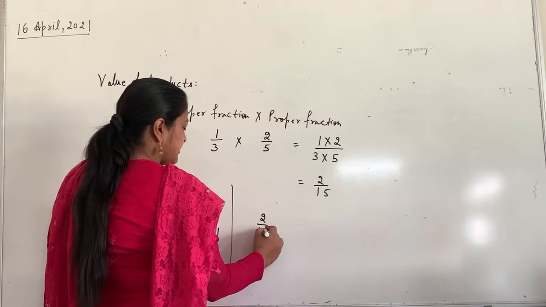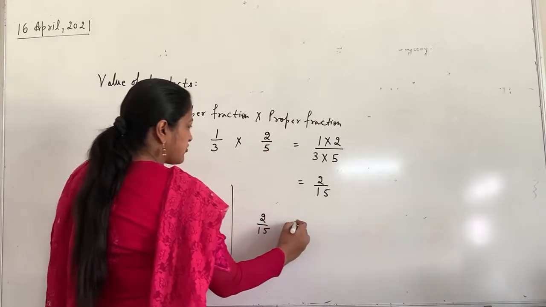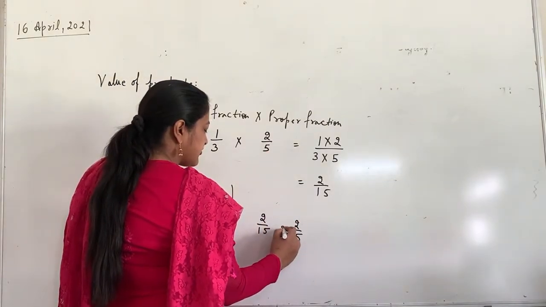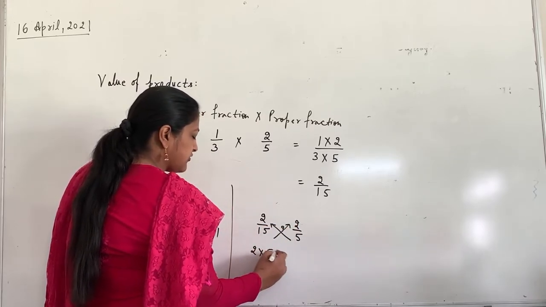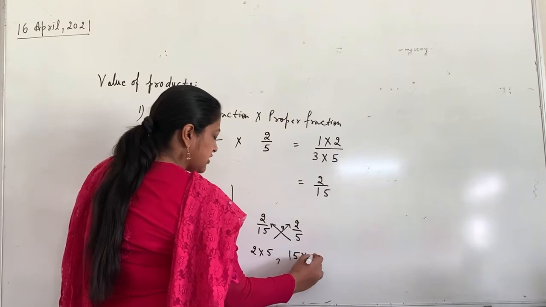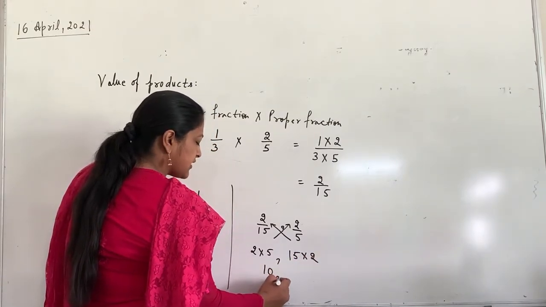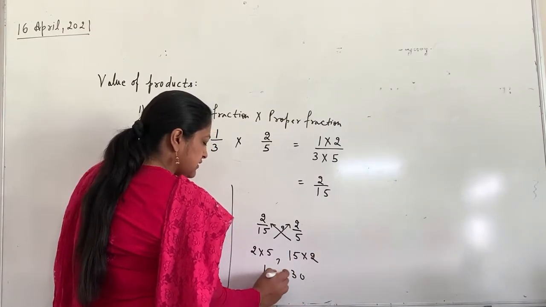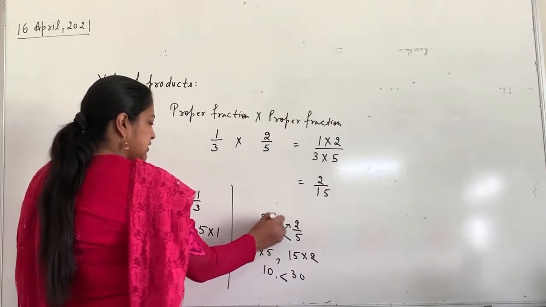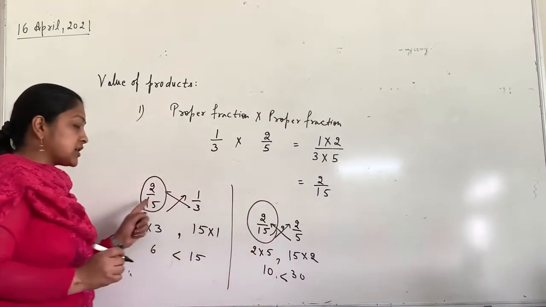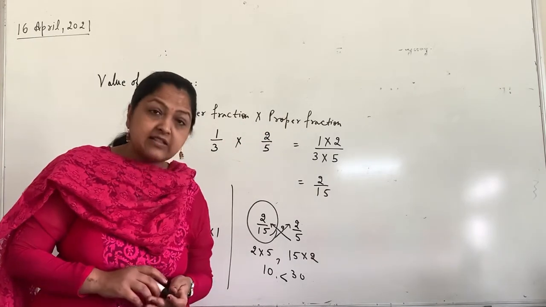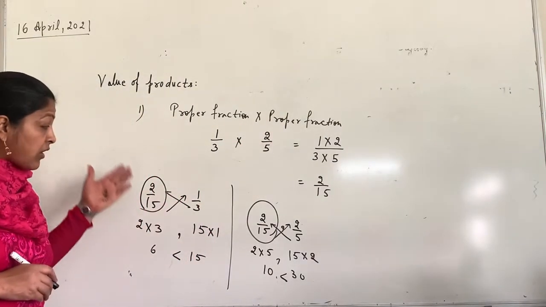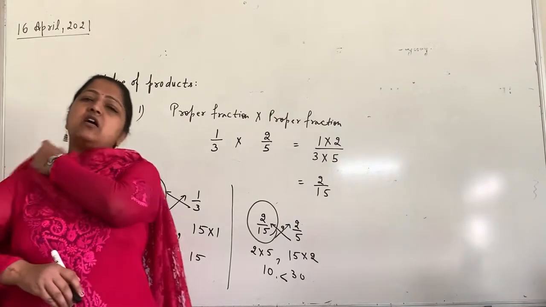2 by 15 and the second fraction, it was 2 by 5. Cross multiply it. 2 into 5 and it is 15 into 2. 10 and this is 30. So again the value of product in case of two proper fractions is smaller than each of the fractions.